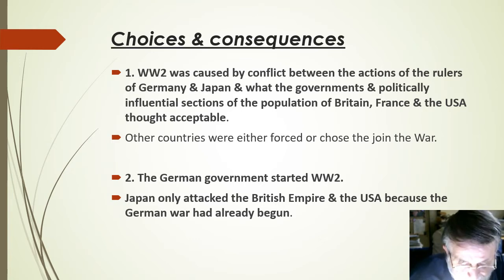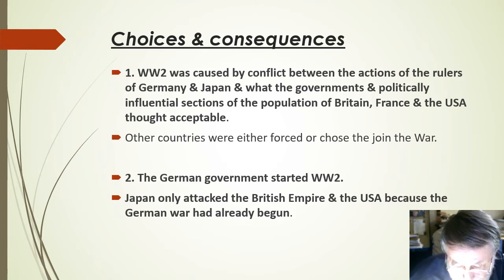Choices and consequences. The war was caused by conflict between the actions and rulers of Germany and Japan, and what the governments and politically influential sections of the population of Britain, France, and the United States thought was acceptable. In 1939, Poland chose to fight, encouraged by Britain and France, rather than accept the loss of independence to Germany. In 1940, Mussolini in Italy voluntarily sided with Germany because he thought, mistakenly, that the war was already won.